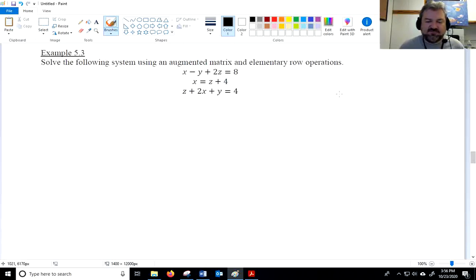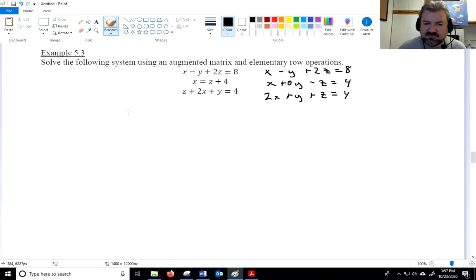All right, let's do this one. Solve the following system using an augmented matrix and elementary row operations. Wow. Okay, so this one's got some manipulating as well, right? I'm just making sure I copied down the right problem. I did. Because this equation here is not right, nor is this one. So I like the x minus y plus 2z equals 8. That one was nice. Okay. For the next, I'm going to go ahead and write x plus 0y minus z equals 4. And then I've got 2x plus y plus z equals 4.